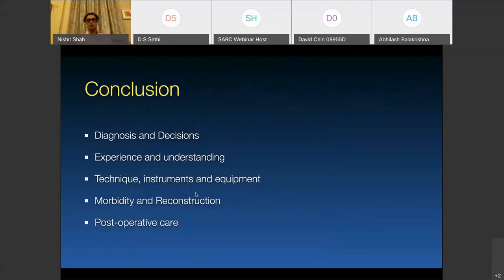Right, so in conclusions, with children, important to have the right diagnosis and make the right decision. It's not easy to be doing these endoscopically, in terms of intra and post-operative especially. You do need a lot of experience and understanding as to how to do the disease or how to do the surgery and when to stop. You need the right technique, instruments, and equipment. You have to consider morbidity and reconstruction, and you need good post-operative care.